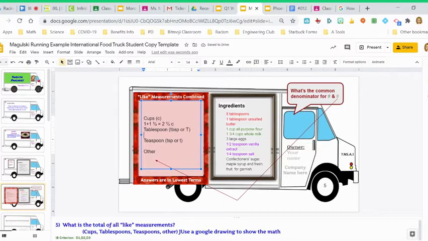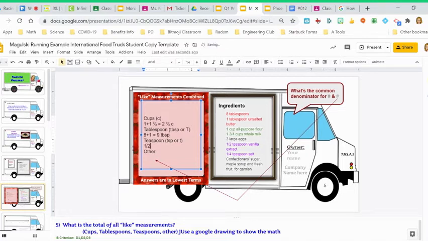For tablespoons, looking at my recipe, I have 8 tablespoons, and to that I'm adding 1 tablespoon. So my tablespoon total is 9 tablespoons, or TBSP.